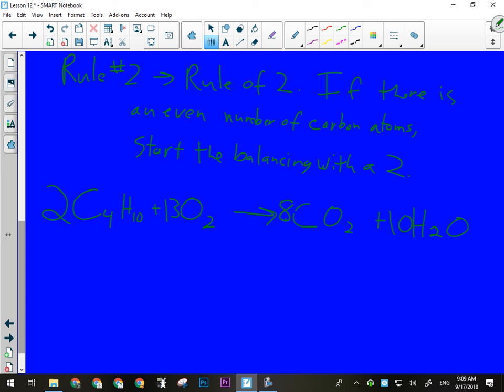Okay, so that's combustion reactions. Like I said, they got all the weird rules. All the other ones kind of follow the same rules.